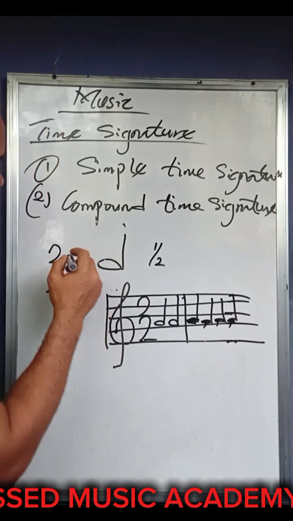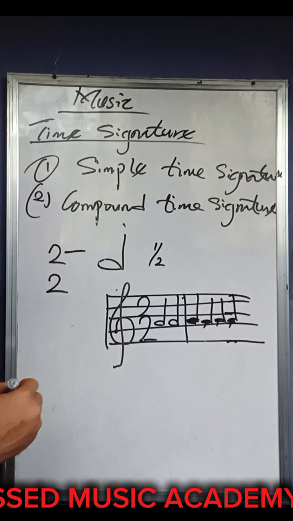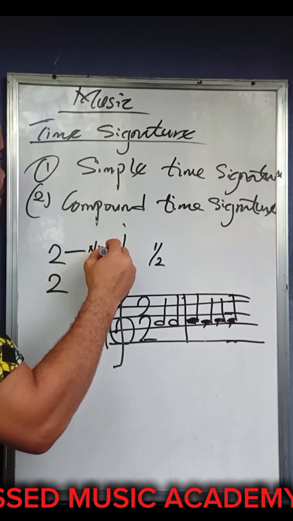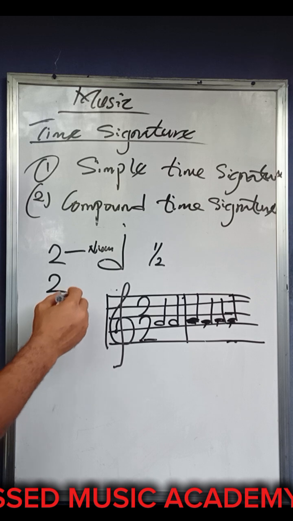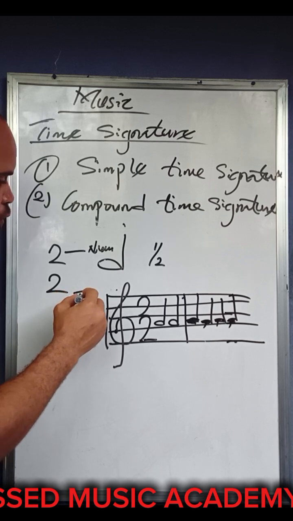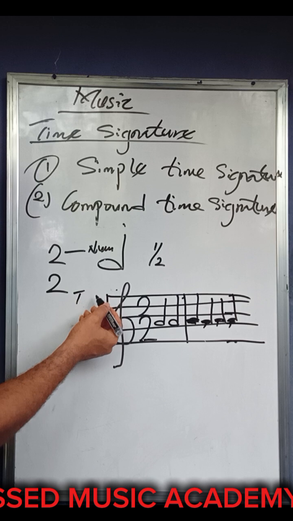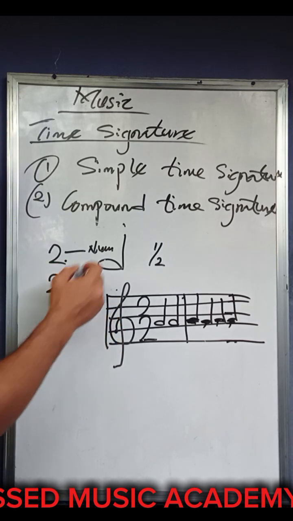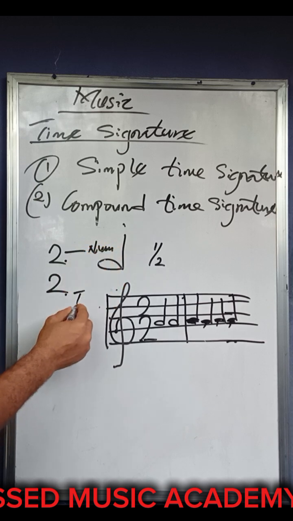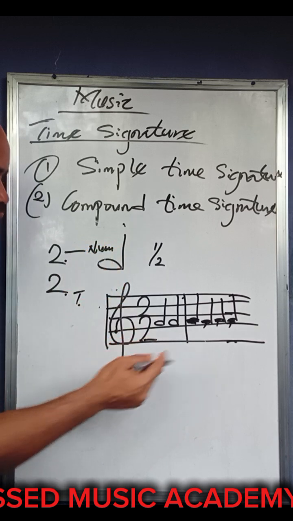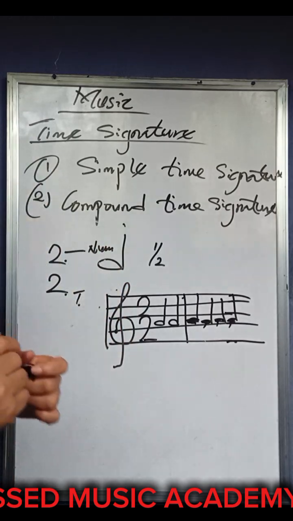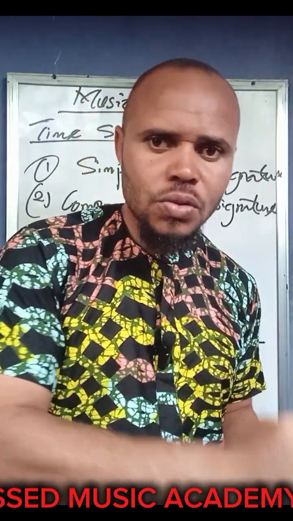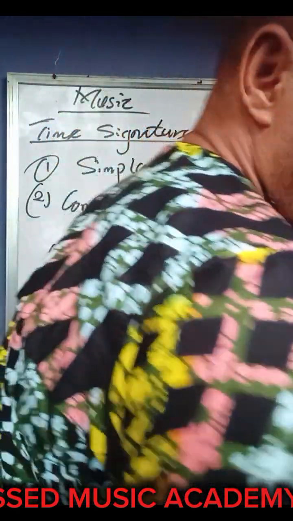Now this upper figure tells you the number of beats. Then this tells you the type of note or the type of song. Okay, the type of note. 2 minim beats in a bar: number of beats, type of note that should be used. Okay, so that is for minim. So how this one will go will be 1 2 1 2 1 2 1 2.